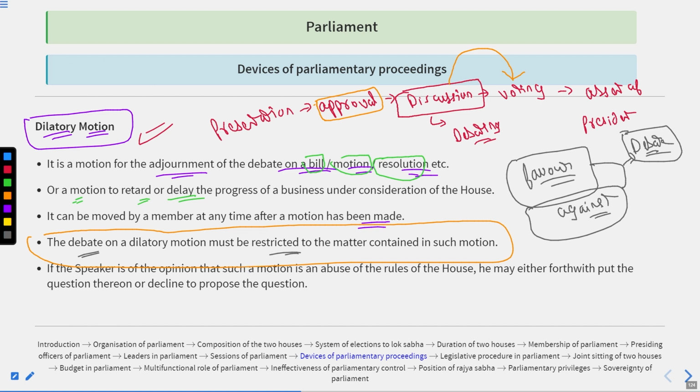It means that subsidiary or out-of-the-motion matter could not be considered in the debate under the dilatory motion. And if the speaker is of the opinion that such a motion is an abuse of the rules of the House, he may either forthwith put the question thereon or decline to put the question. So that is the power of the speaker regarding this.